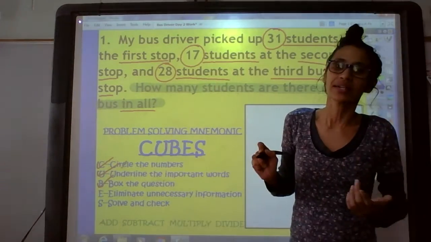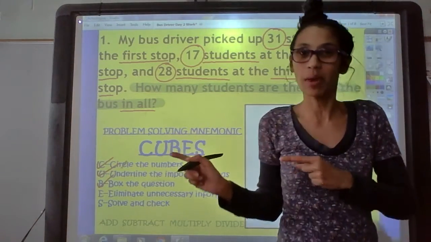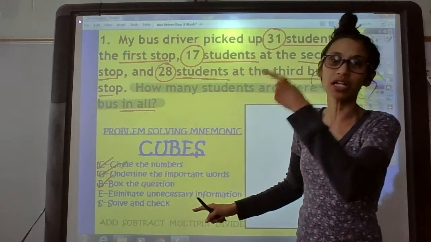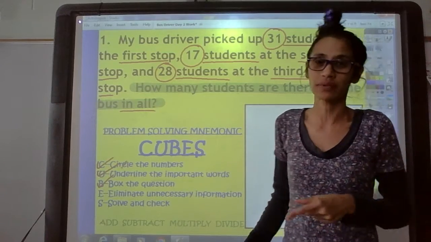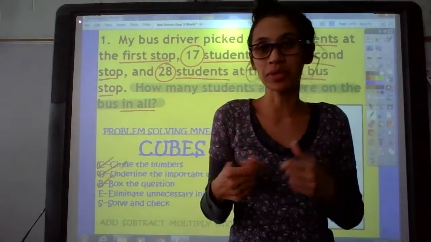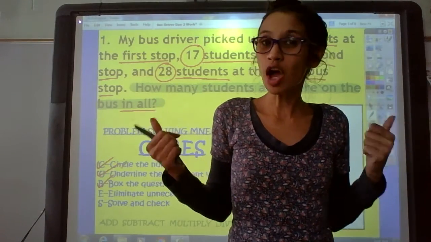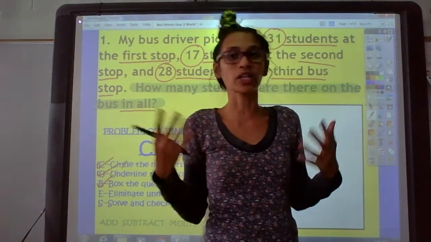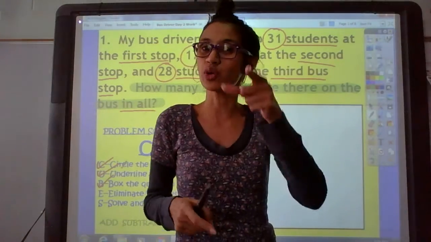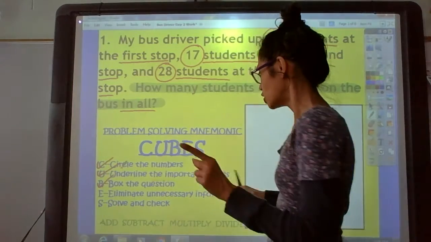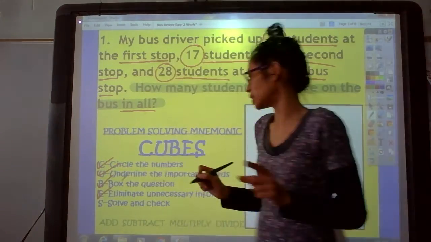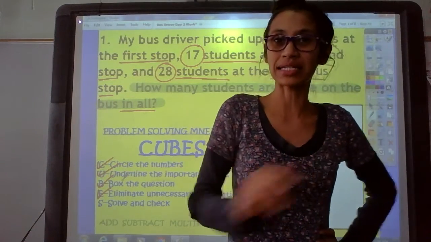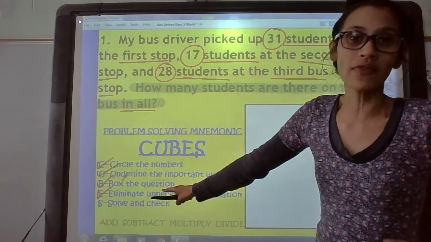Check with that one. Next step in our CUBES problem-solving mnemonic device is E. E step, it says eliminate. Eliminate, get rid of unnecessary information. Do you see anything in this problem that we don't need? No, we need all the information in the problem. Sometimes when you have problems, they give you extra numbers to try to trick you, but I know you're so smart and you won't get tricked. So we are done with step E, and the last step in our CUBES problem-solving mnemonic device is the S step. That says to solve and check.